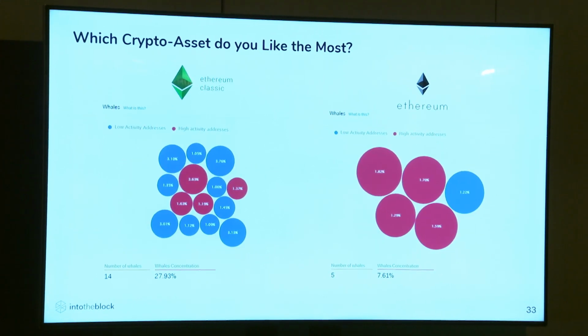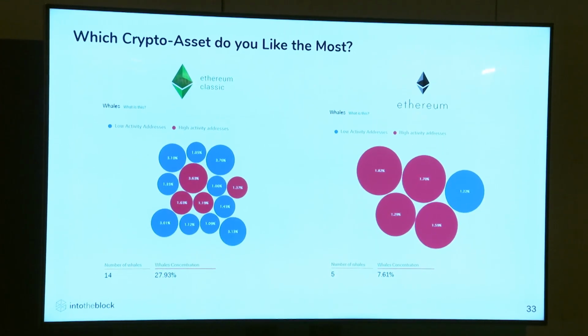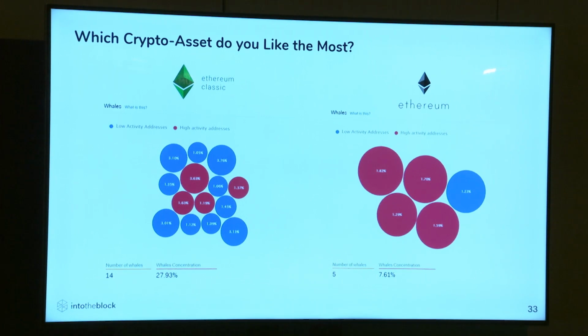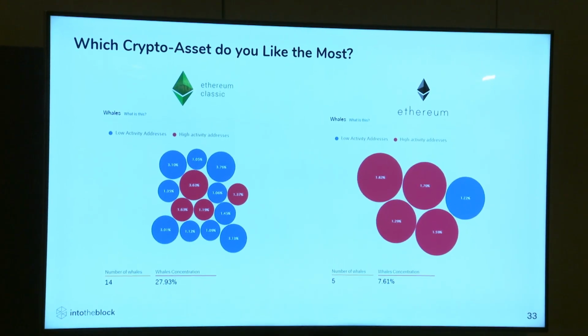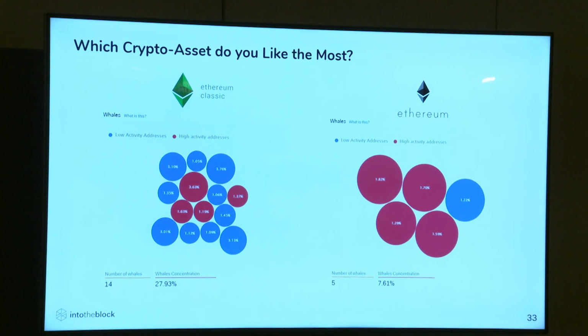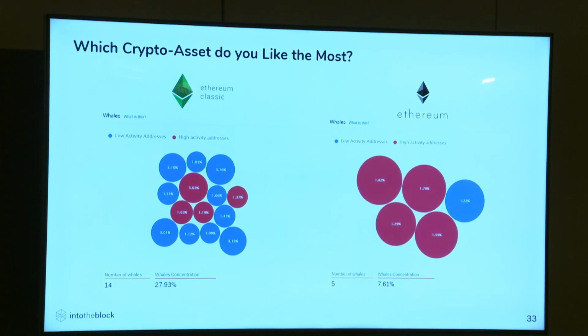Let me show you two others. So now we look at whales. Whales only move the price if they trade, right? We know that 20% of this token is owned by whales, but do they trade? If they don't trade, it doesn't matter. So the red circles are the percentage of the whale population that trades. The blue circles are passive investors. They don't trade a whole lot, only whales.